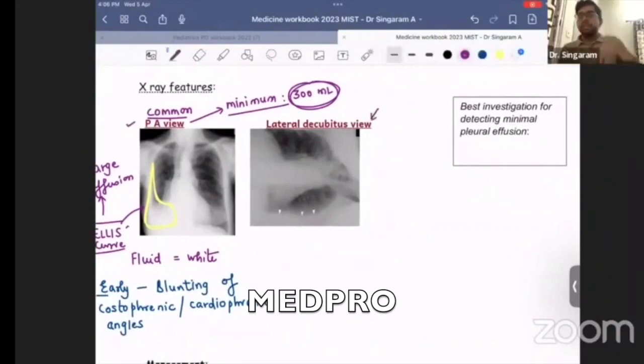It is very simple. It is not like the patient is straight. You will ask the patient to lie to one side. Suppose you are thinking of pleural fluid on the right side, you'll ask the patient to lie down on the right side. If you are thinking of pleural fluid on the left side, you'll ask the patient to lie down on the left side and then take the X-ray. That is what is called decubitus. Decubitus means lying down position.